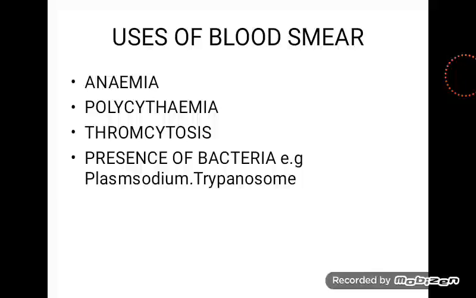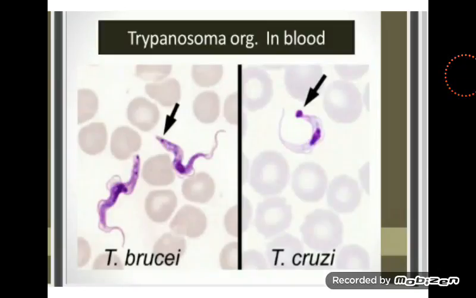Then here we have presence. It can also be used to detect the presence of bacteria in the blood. You can see here plasmodium, which is a protozoa, and trypanosome can be seen in the blood cell of somebody that is having that. Now this is trypanosome in the blood of somebody, and trypanosome causes sleeping sickness basically. So you can see it is seen in the person's blood.